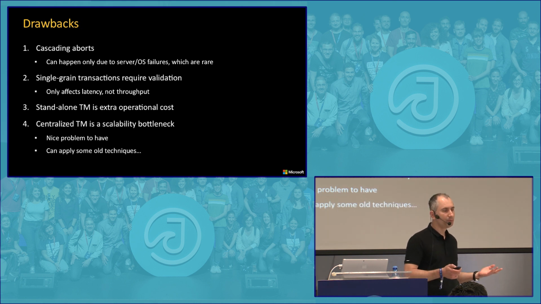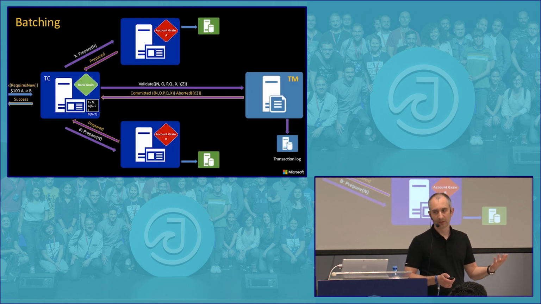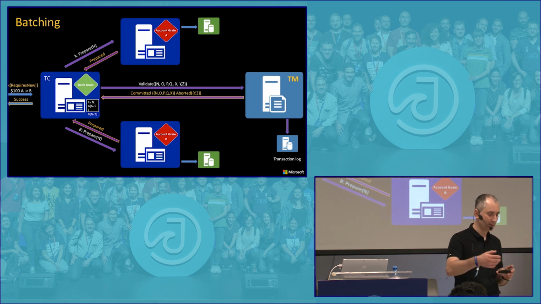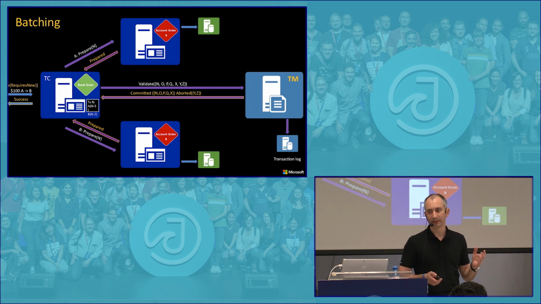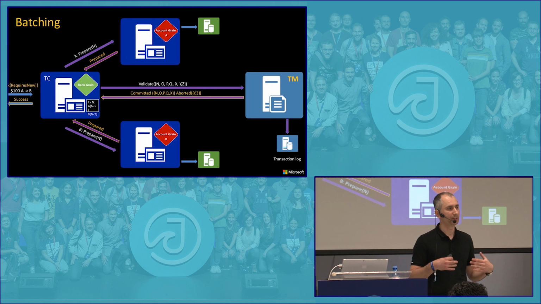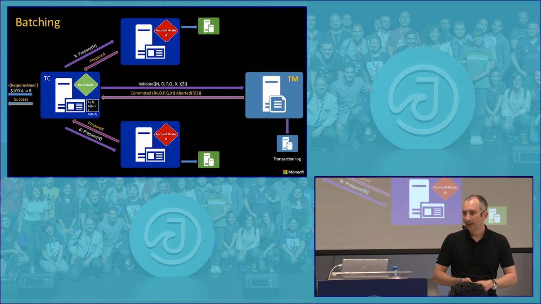And we can improve throughput even with this design. For example, the old trick: instead of validating a single transaction, we can validate a batch of transactions. So instead of doing 5, 10, 100 round trips, we can send one message to the transaction manager and then get a single response that includes the list of transactions that committed and transactions that got aborted. So we can batch and improve throughput.